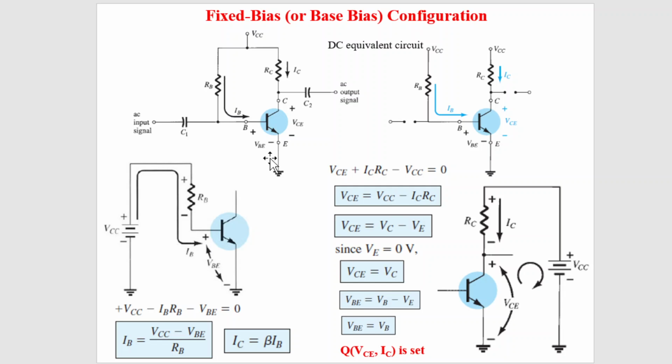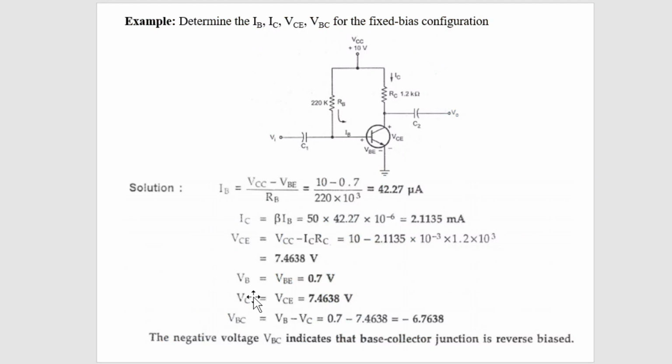Why is this happening? Because VE is equal to 0. So we can write VB is equal to VBE, that is 0.7 volt, and VC is equal to VCE minus VE, VE is equal to 0, so VC is equal to VCE, that is 7.46 volt. So the voltage at this point, VC, is equal to 7.46 volt, and the voltage at this point, VB, is equal to 0.7 volt. So you can find out the voltage drop across the base-collector junction.